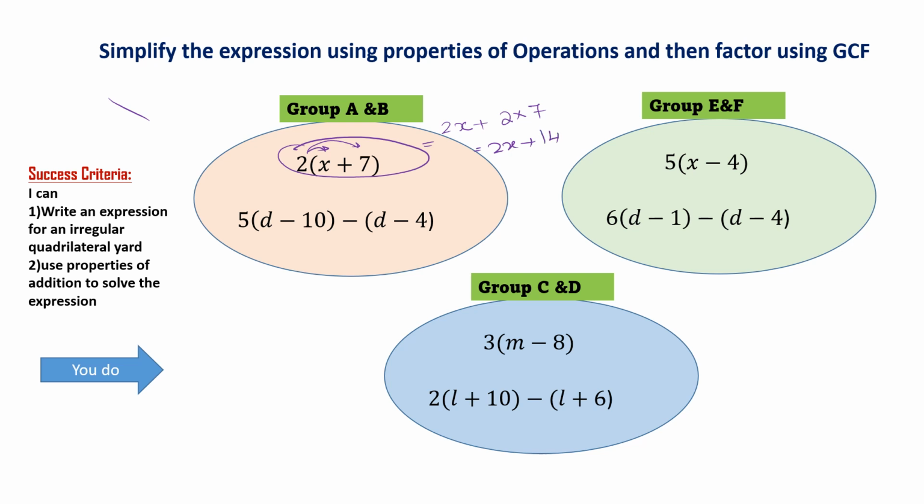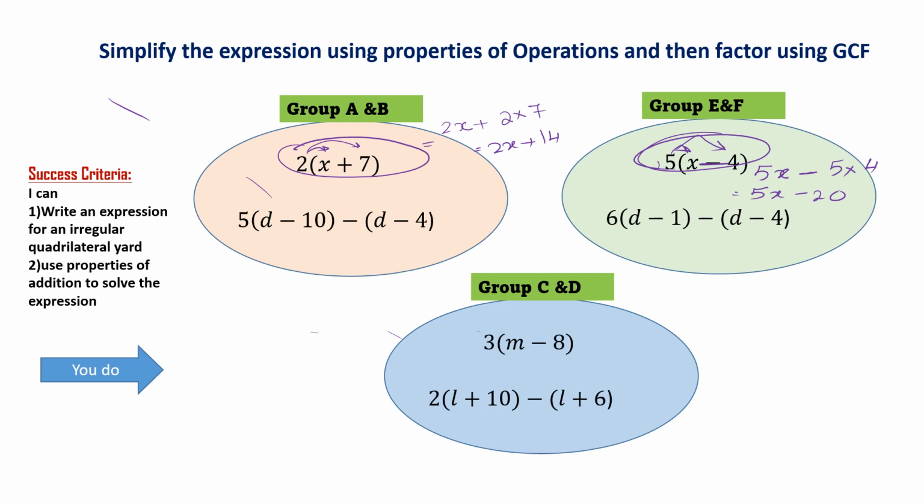Let's try another question from another group here, E and F. So I have to multiply 5 with the x and 5 with the 4. So I will write 5 times x. I will put the minus sign because here is the minus. And now I will multiply 5 with the 4. I will write here 5x minus 5 times 4 is 20.